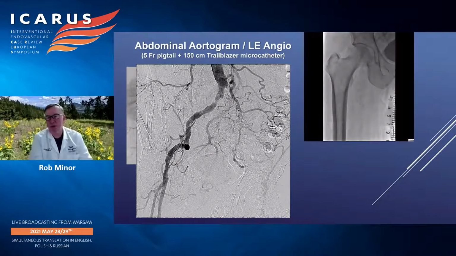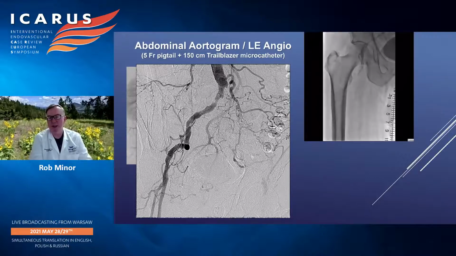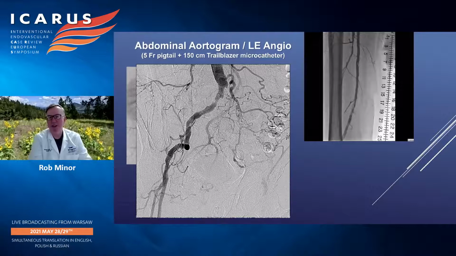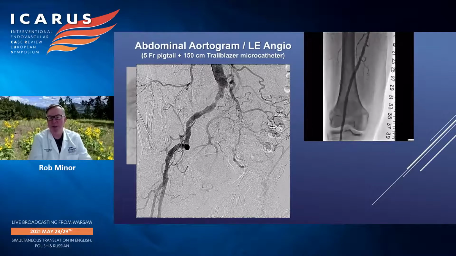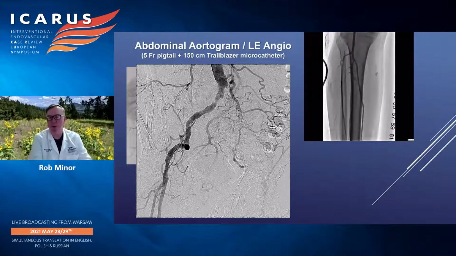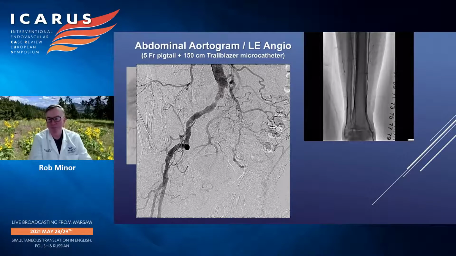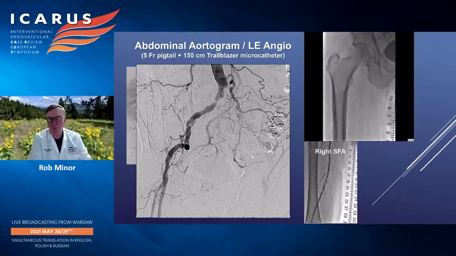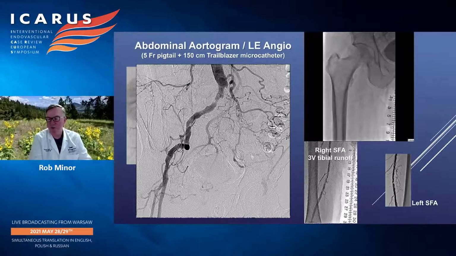Trailblazer catheter was used to image the right lower extremity, and you will see the calcified disease and severe focal lesion here in the mid to distal right SFA, with 3-vessel tibial runoff being maintained and a large posterior tibial artery in the right leg. Here's the right SFA lesion, where there was 3-vessel tibial runoff, and the left SFA lesion with 2-vessel tibial runoff, but again, a large left posterior tibial artery.